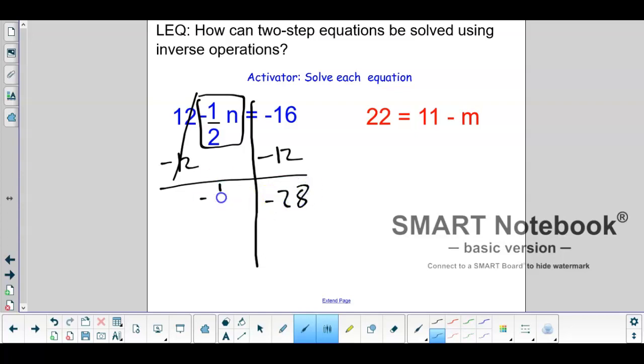I'm going to drop down my negative 1/2 times n. I know that the inverse of multiplying n by negative 1/2 would be to divide each side by negative 1/2. And again, whatever I do to one side, I do to the other, being careful of my symbols. The negative 1/2 will cancel out and leave me with just n by myself. And then negative 28 divided by negative 1/2 in my calculator would say positive 56.